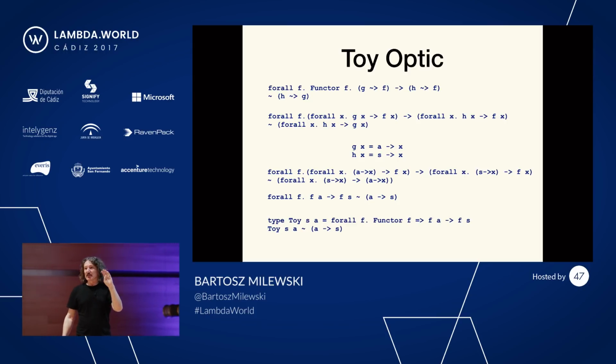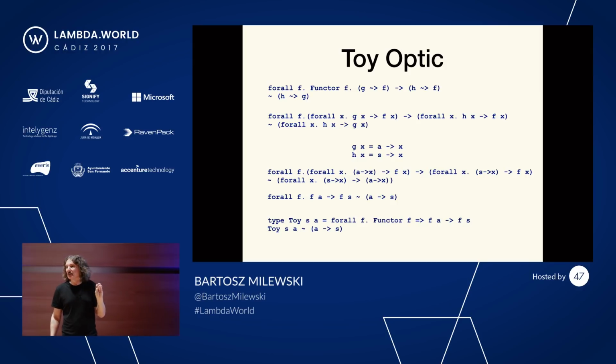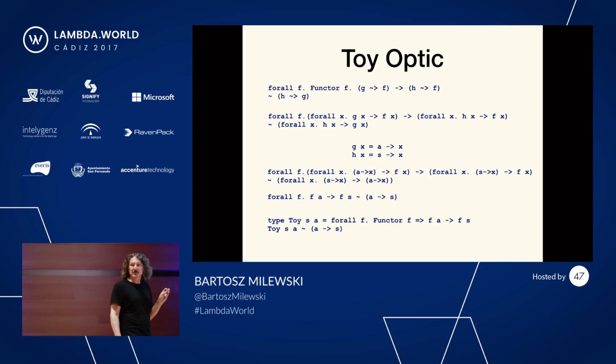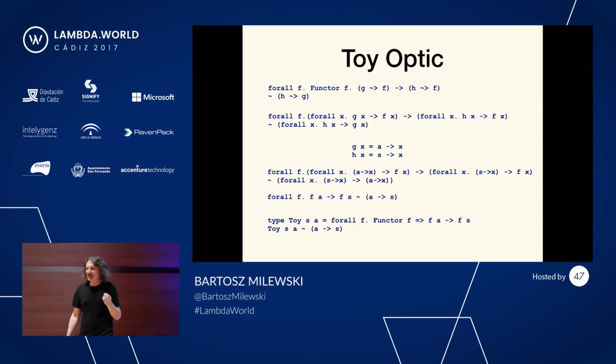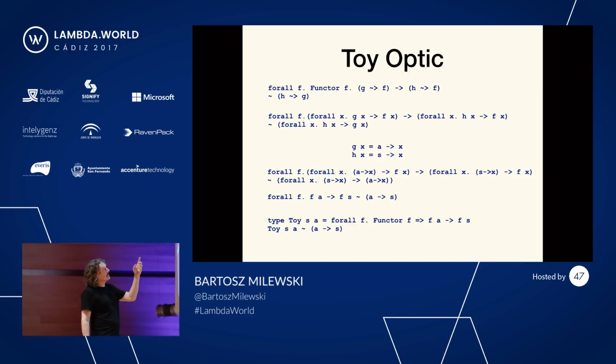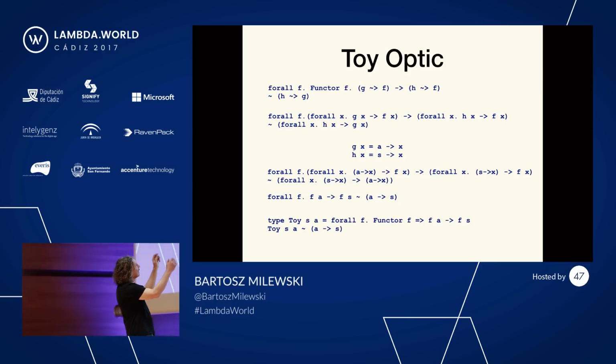And now here's the trick. For G and H, I can pick anything I want, okay? Any functor. Well, in particular, I can pick a reader functor, again, right? This is like a standard trick. Just pick a reader functor. So gx is a reader functor based on A, hx is the reader functor based on S. I replace it, and now look what happens.